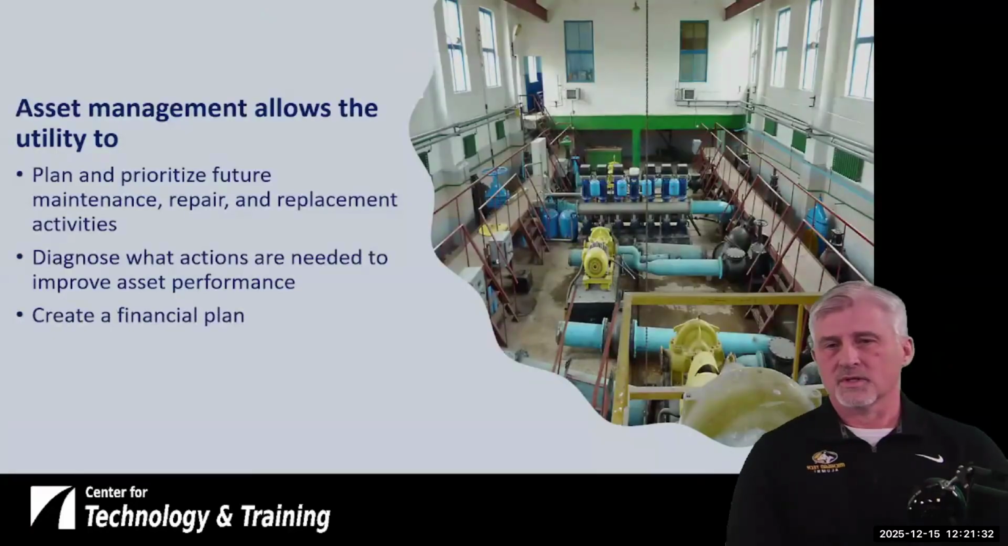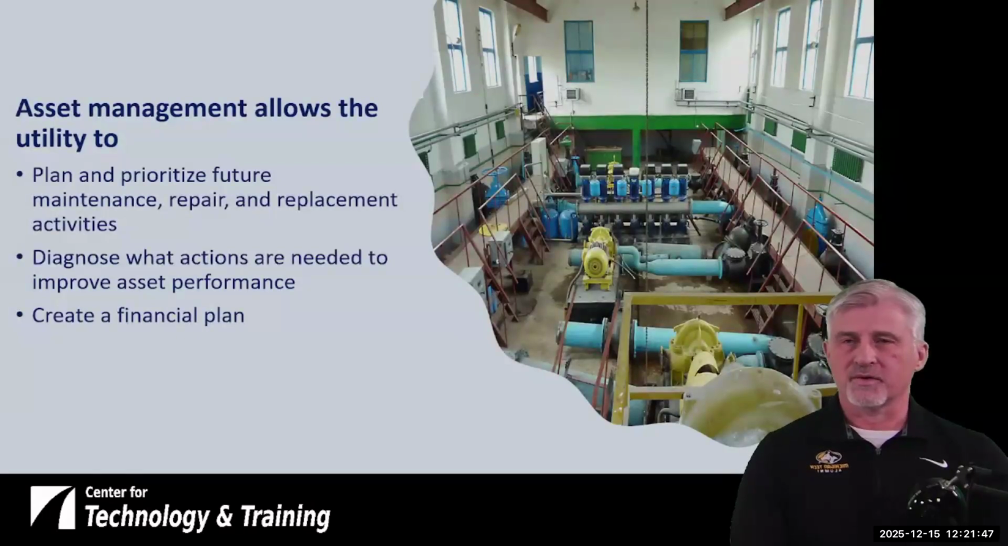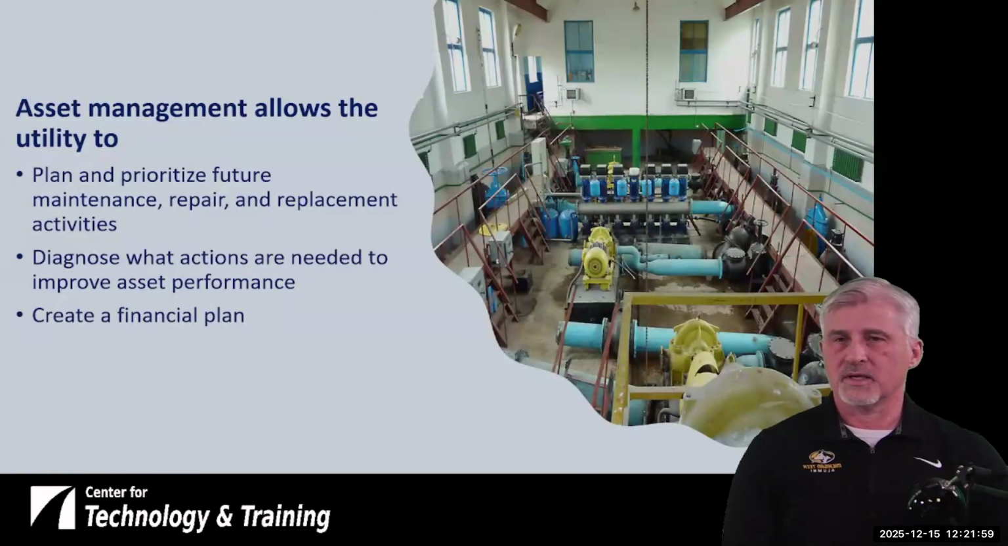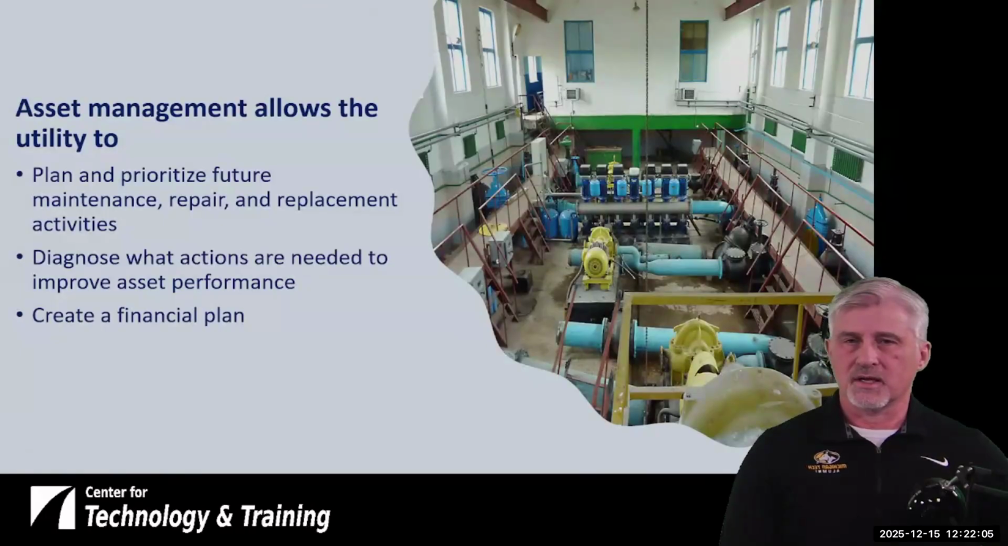So what does asset management do? It's going to allow the utility to do several things. We're going to be able to look forward and plan and prioritize for our future maintenance, repair, and replacement activities. So we want to know what we need to do out into the future to make sure that our system is operating properly. We're going to diagnose what actions are needed to improve the asset performance, what can be done to make it work better. And then ultimately, we're going to create a financial plan that's going to allow us to maintain our system, to do all the things we need to do, extend the life of these assets, and hopefully save money as we do that.